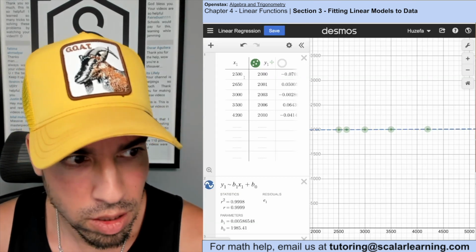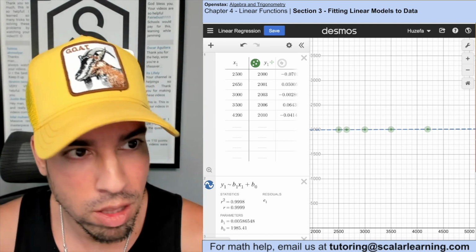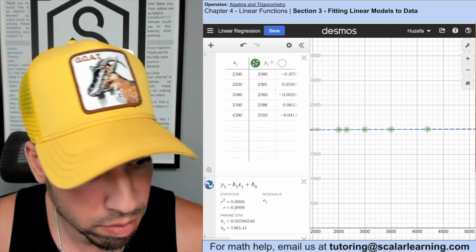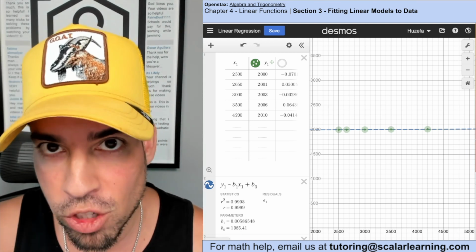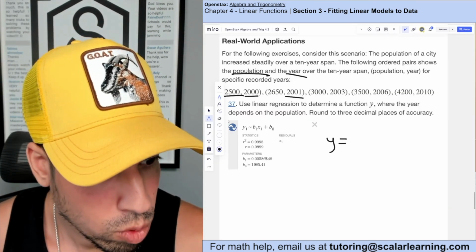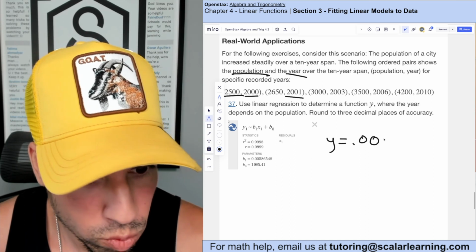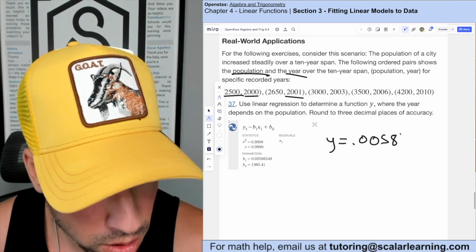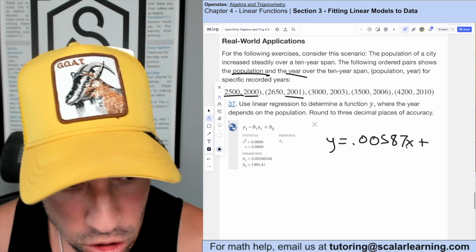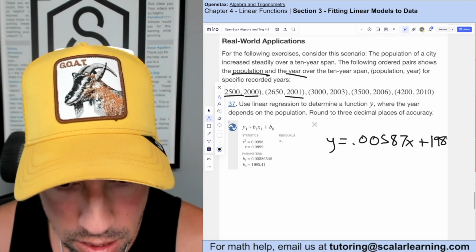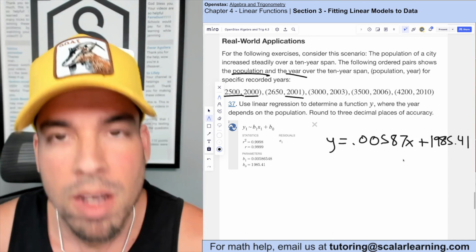So plugging these values into our linear regression calculator on Desmos, we get the following values for R, B1, and B0. So this is enough to give us a nice linear equation. So we got y equals B1, and I'm going to round it just like they did in the book to the nearest 100,000th digit, like so. And then there's my y-intercept, 1985.41. That's how you do it.